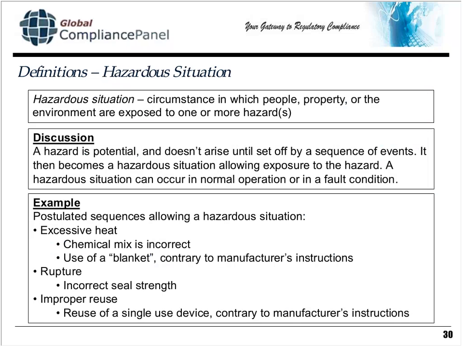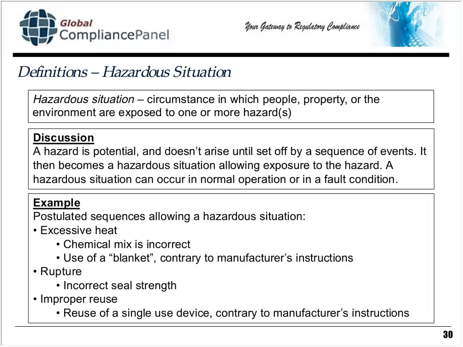So what we have here is a couple of sequences of events. Excessive heat, chemical mix is incorrect. Use of the blanket contrary to manufacturer's instructions. Rupture, incorrect seal strength. Now, we would analyze these even further. Improper reuse, contrary to manufacturer's instructions.